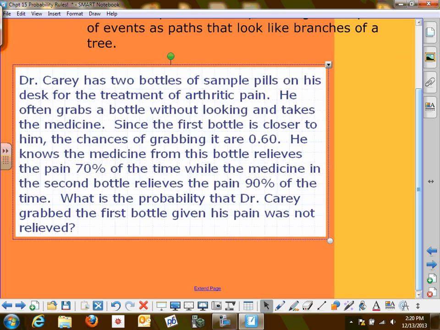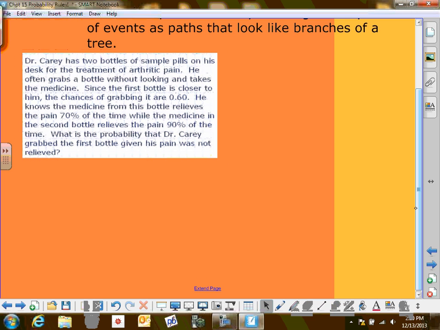Now we're going to go to the second problem that you have there, which is this problem about Dr. Carey. And we're going to learn that in some problems you have way too many conditional statements. For example, in this case, Dr. Carey is really impaired and he has 2 bottles of sample pills that he often grabs a bottle without looking, and he takes the medicine. So, since the first bottle is closer to him, you have a 60% chance of grabbing it. He knows that the medicine from this bottle relieves his pain 70% of the time, while the medicine in the other bottle relieves his pain 90% of the time.